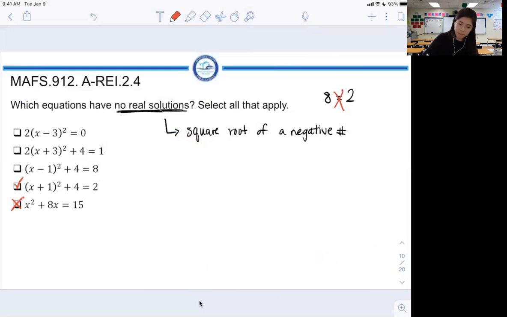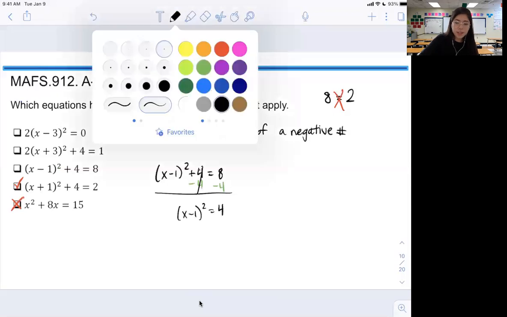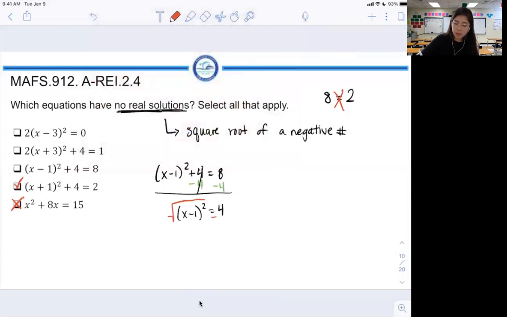So answer choice C. X minus 1 squared plus 4 equals 8. What should I do to both sides to get x all alone? Subtract 4. 8 minus 4 is 4. Take the square root of both sides. Am I in trouble or am I good to go? You're good to go. So C is fine. That's not going to be one of my answers. B. Okay, let's try B.